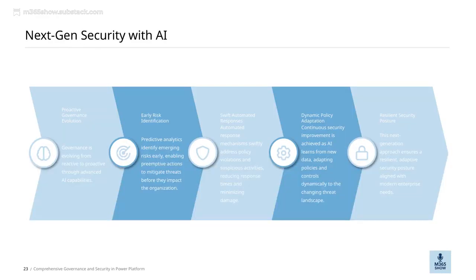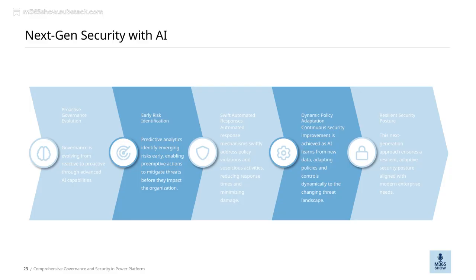Next-generation security with AI is all about creating a more resilient and adaptive security posture that aligns perfectly with the needs of modern enterprises. What makes this approach so powerful is its ability to continuously improve. As AI learns from new data, it dynamically adjusts policies and controls, helping us stay ahead of evolving threats. This means our security measures aren't static. They evolve in real time to meet new challenges.